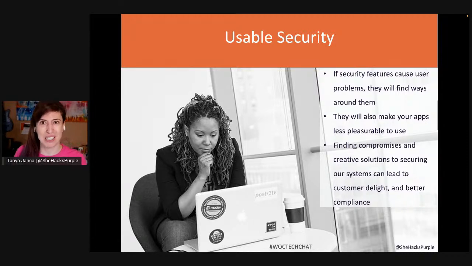And I'm just like, this is ridiculous, right? They can't do their job. So least privilege broken, right? Making security that's not usable is awful. So I'm going to give you a good example of usable security.